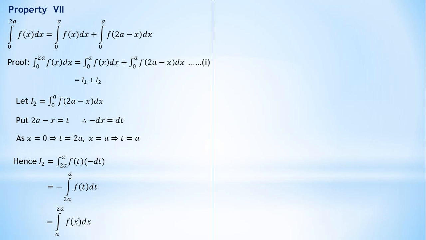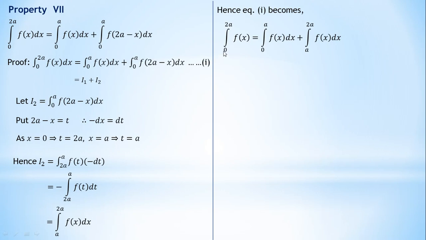So hence by converting the I2 integration, now equation number 1 becomes, see here equation number 1, left hand side is 0 to 2a f of x dx. So the right hand side of equation number 1 becomes I1 plus I2 equal to, see here I1 integration is as it is 0 to a f of x dx, and I2 is converted as a to 2a f of x dx. So I1 plus I2 is equal to this one.